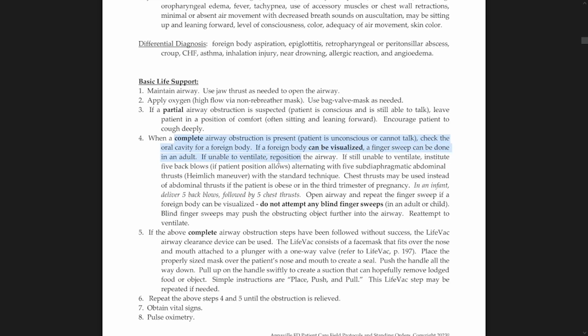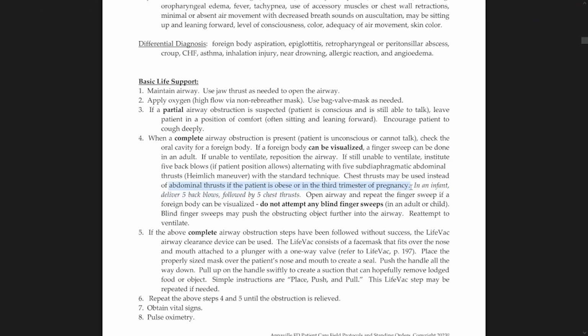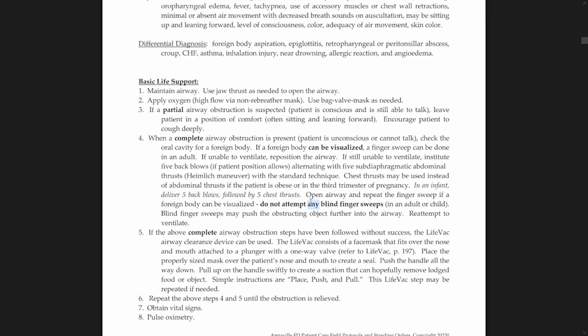If you're unable to ventilate, reposition the airway. If still unable to ventilate, institute 5 back blows if the patient allows, and alternate with 5 subdiaphragmatic abdominal thrusts, which is also known as the Heimlich maneuver. Chest thrusts can be used instead of abdominal thrusts if the patient is obese or in the 3rd trimester of pregnancy, and for an infant, deliver 5 back blows followed by 5 chest thrusts.